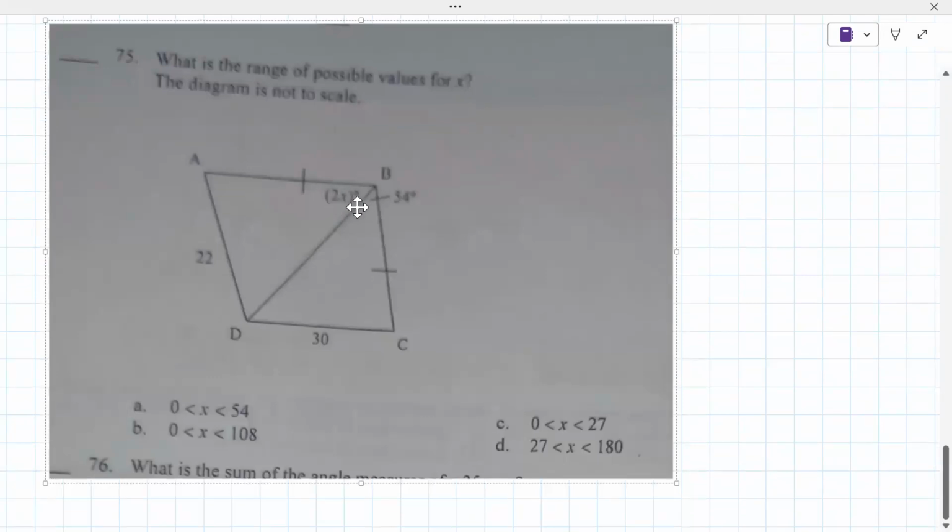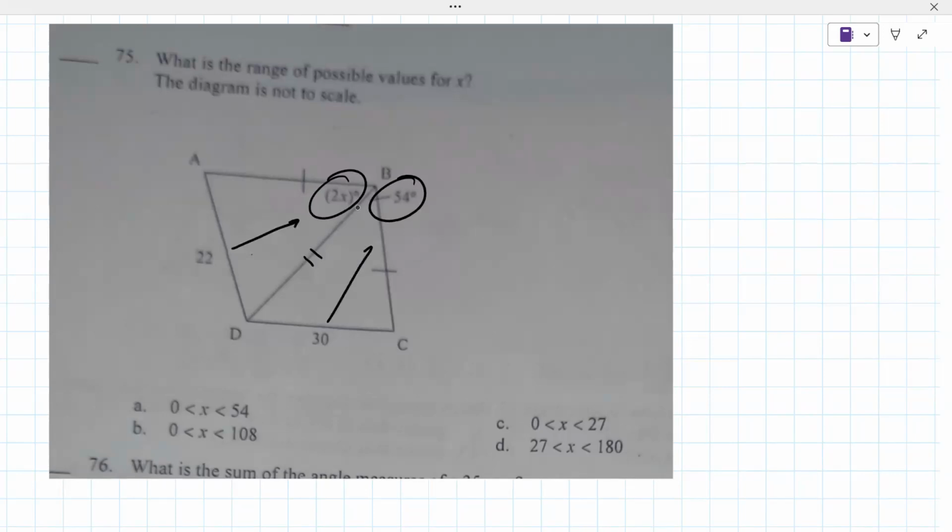Okay, this is yet another one of these hinge theorem problems. So basically they're asking to compare because this segment is congruent to itself. The 2x and the 54, you're comparing them to the side lengths. So which is bigger, the 22 or the 30? The 30. So the angle across from it, 54, is greater than 2x. Could you solve that for x for us, please?